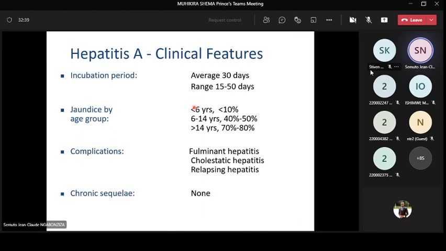So the incubation period, we have discussed what it means, is the time it takes before you see jaundice. Complications can be really bad, even death may occur. It is always acute, it does not become chronic, but it can relapse.